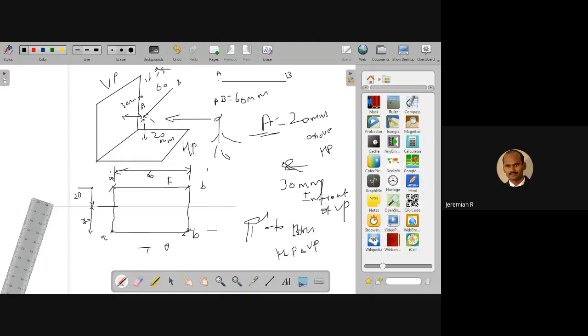In the exam, only this A dash B dash line should be visible. This AB line should be visible. You have to mention top view and front view. You have to say that this is 60 mm, this is the dimension 20, and this is the dimension 30. So that's all. This is the solution for this very simple problem.